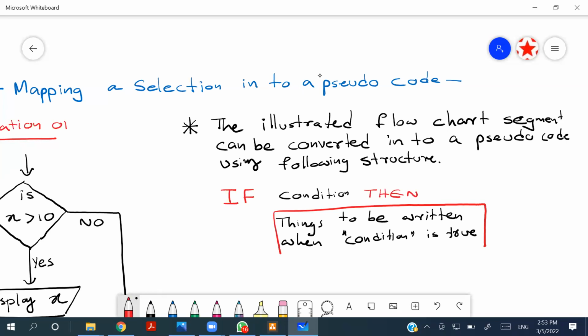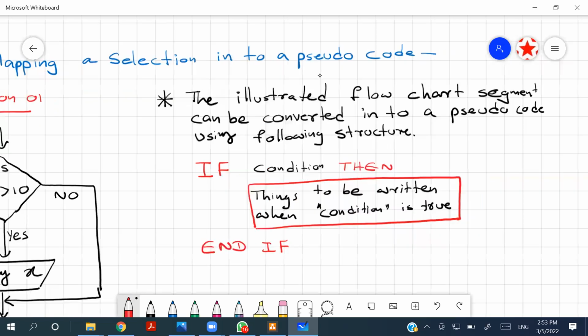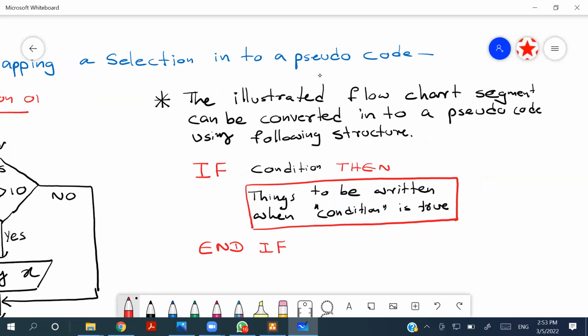So here you will write the things, or what is to be done when the condition is true. And then you can use end if. Okay. Copy this down, people. I'll explain this to you after.